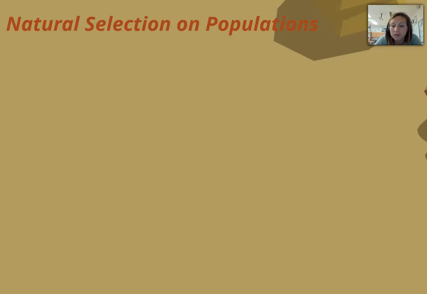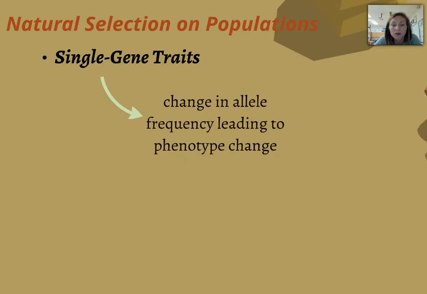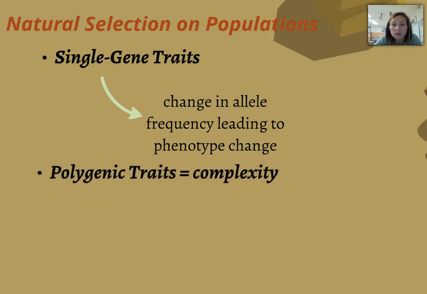So, natural selection on populations occurs in two ways. With single gene traits, it's really simple. You'll see a change in allele frequency leading to a phenotype change, like with our frogs. Maybe over time, for some reason, nature selects for the blue to be more popular, because maybe that is a particularly desirable trait when it comes to sexual reproduction. Now, with polygenic traits, there's more complexity involved, and what actually happens are three different types of selection.